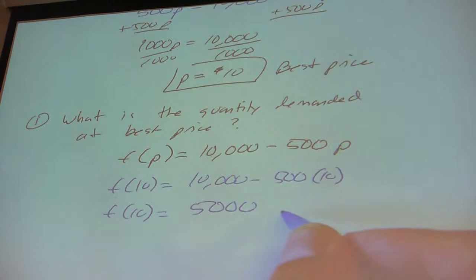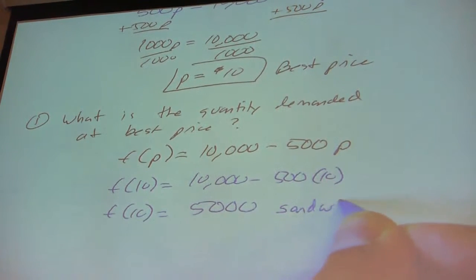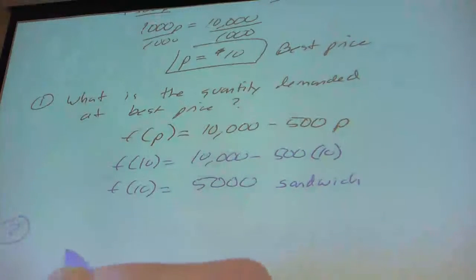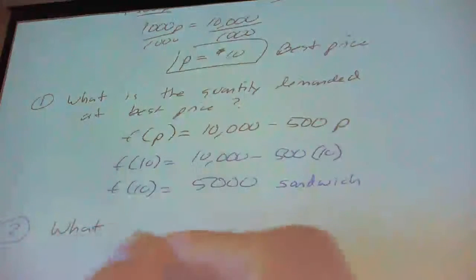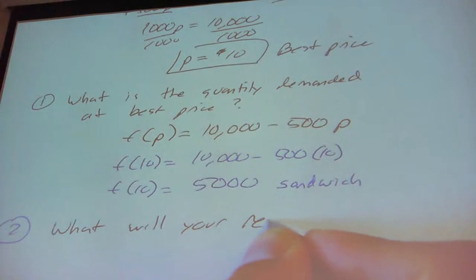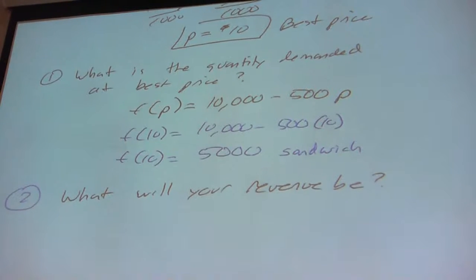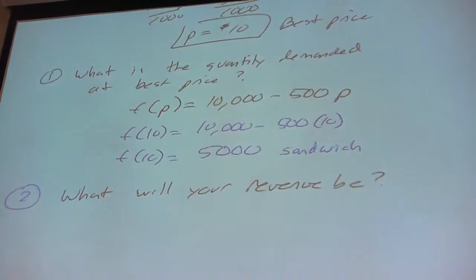Now, I'm not done. Let's say this is, what's something you could buy for $10? Movie bag. Where you buy that? How about a sandwich? Okay? So if you sell your sandwich for $10, you'll sell 5,000 sandwiches. Last question. What will your revenue be? If I know I'm going to sell it for $10, and if I know I'm going to sell 5,000 sandwiches, how much money am I going to make?